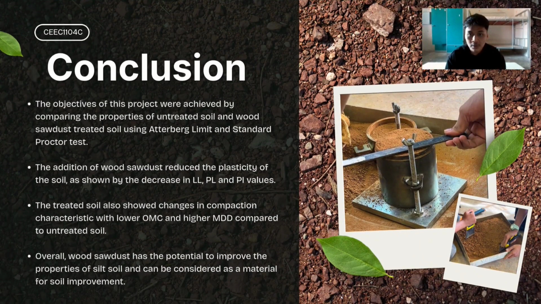For the conclusion, the objective of this project was successfully achieved by comparing the properties of untreated soil and wood sawdust treated soil using the Atterberg limit test and standard proctor test. The results show that the addition of wood sawdust reduced the liquid limit, plastic limit, and plasticity index, indicating a reduction in soil plasticity. In addition, the standard proctor test results show a lower optimum moisture content and higher maximum dry density, which indicates better compaction characteristics.